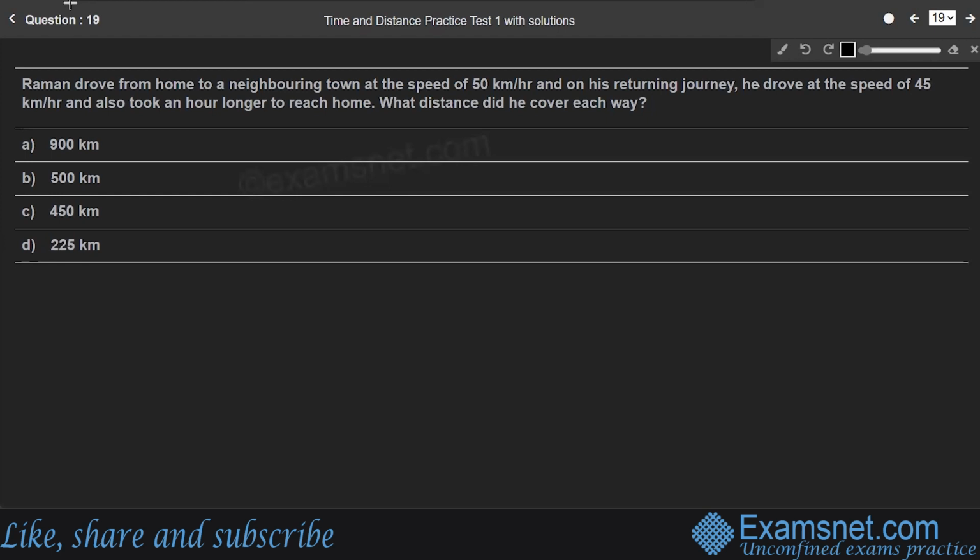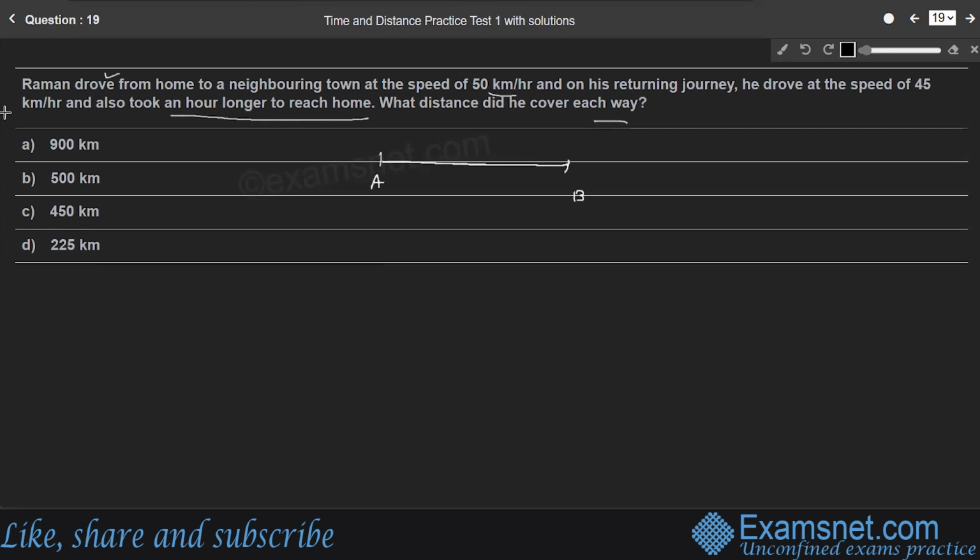Question 19. Raman drove from home to a neighboring town at a speed of 50 km per hour, and on his returning journey he drove at a speed of 45 km per hour and also took an hour longer to reach home. What distance did he cover each way? So right, we'll consider two places A and B, right? Two places A and B.